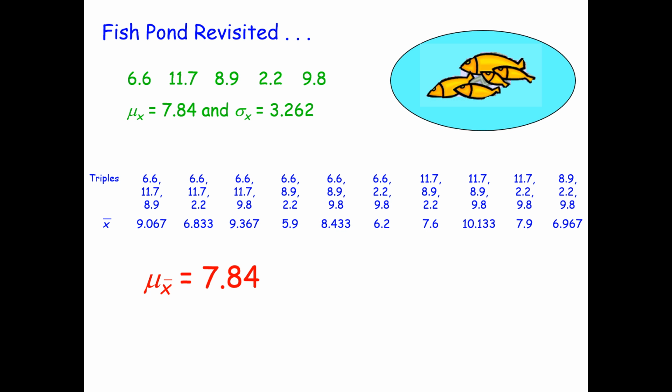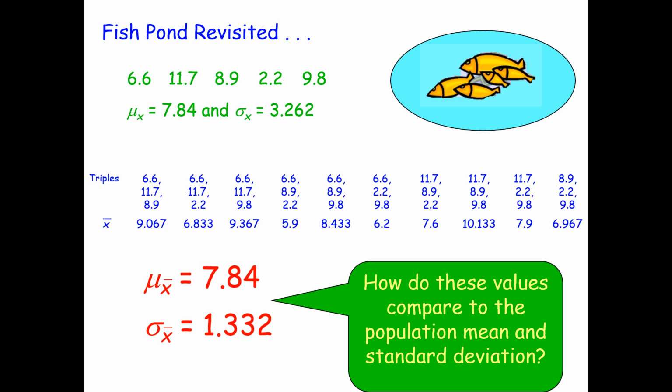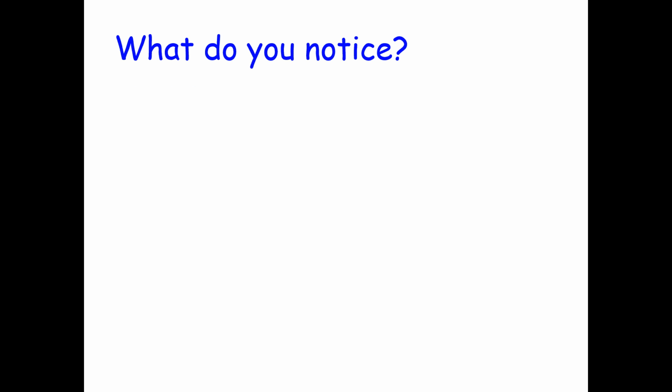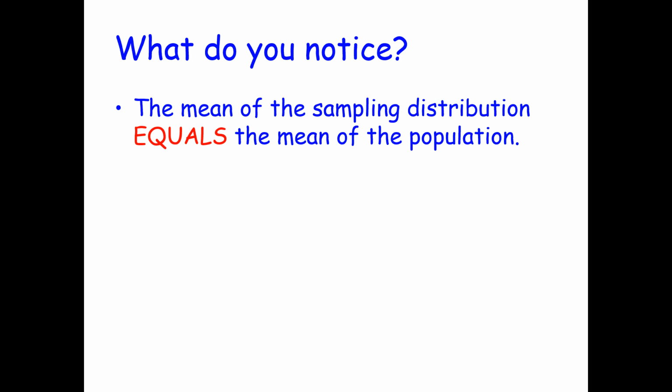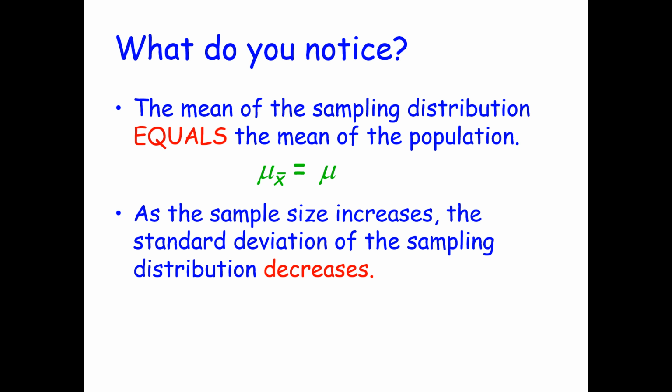Calculating the mean of our sample means, we get 7.84, and the standard deviation of the sample mean is 1.332. So think about, how do these values compare to the population mean and the standard deviation? What do you notice? Did you notice that the mean of the sampling distribution equals the mean of the population? And that as the sample size increases, the standard deviation of the sampling distribution decreases?